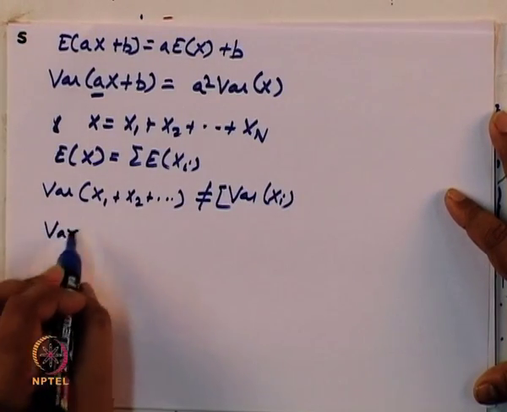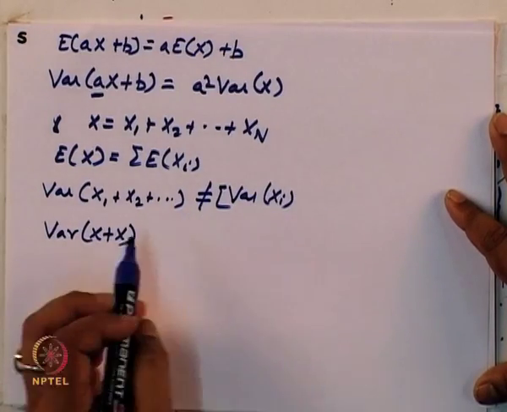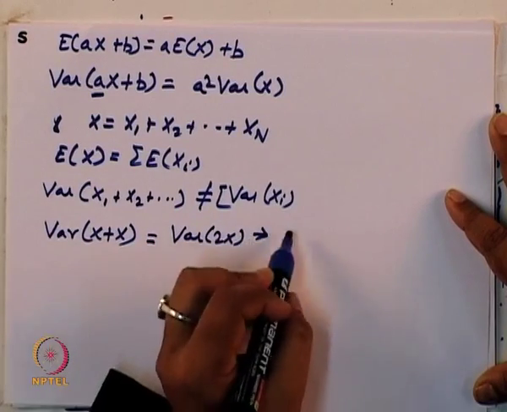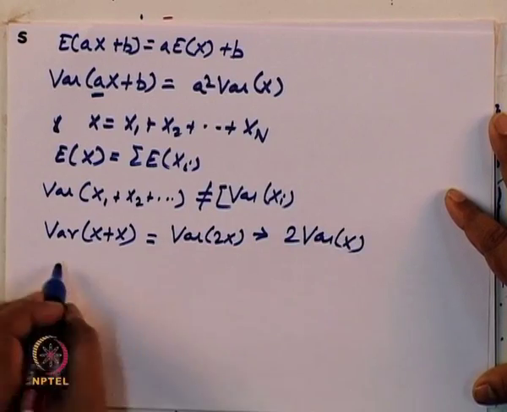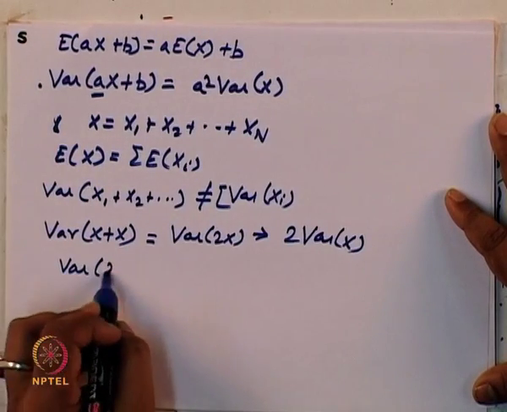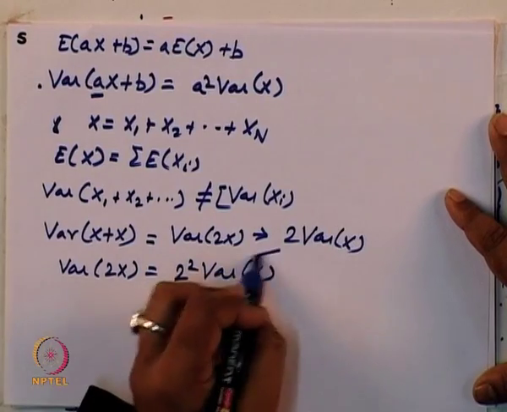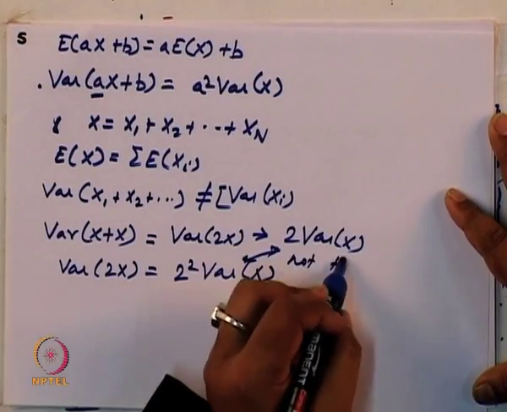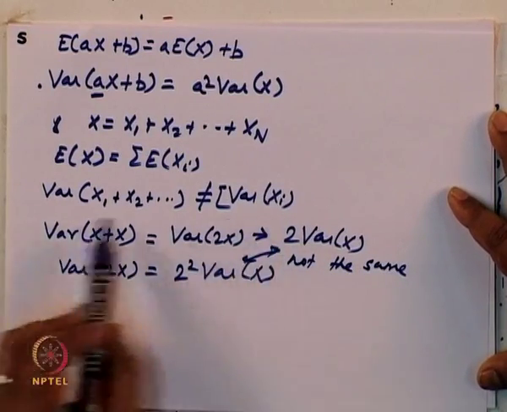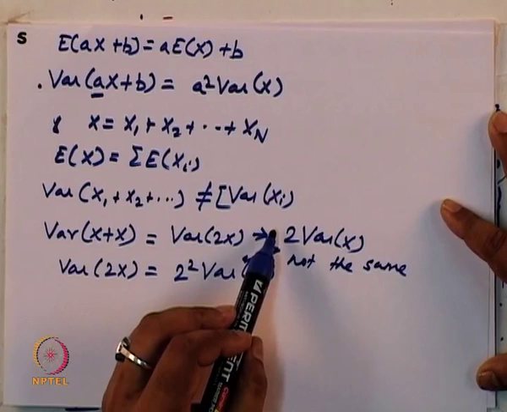So imagine I have variance of X plus X. If I use this particular formula, variance of 2X should return me a value of 2 variance of X. However, variance of 2X, if I use the earlier formula, is 2 square variance of X. So this and this are not the same. So you cannot write this equation in the general case. Variance of a summation is not the summation of the variances.